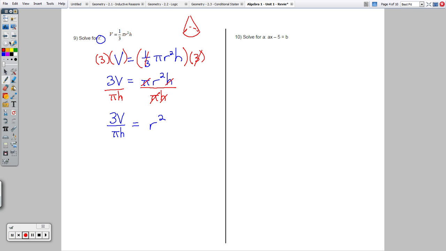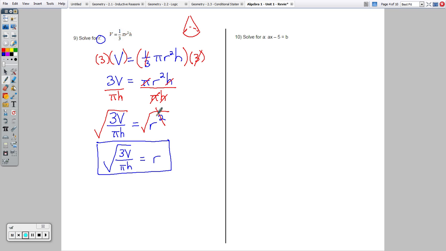And then in class we talked about how when we have something like this, we want to take the square root of both sides to get rid of the square. That's going to leave r by itself, what we were trying to solve for in the first place. So it's 3v, 3 times the volume, divided by pi times the height, all under the square root, is going to be plain old r. The square and the square root canceled right here.